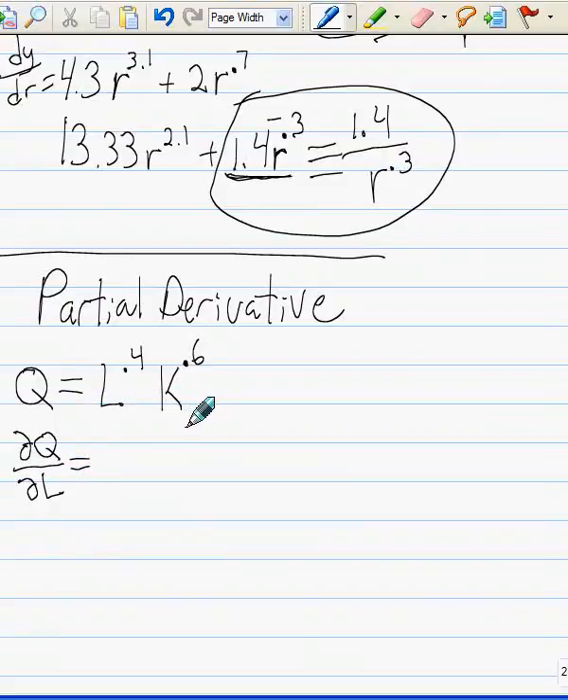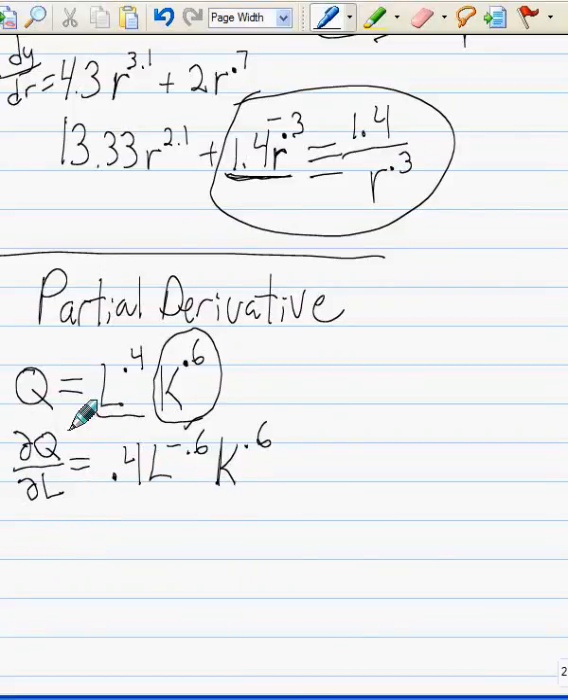What we do in this case is we treat everything that doesn't have an L in it, like this K to the 0.6 here, just like it's a constant, the number 4, for example. And then we take the derivative of the term that has the L in it. So what do we do? Well, we multiply by the exponent, 0.4, times L, subtract 1 from the exponent, so L to the minus 0.6. And then K to the 0.6 is just a constant, so we just keep it exactly the way it is.